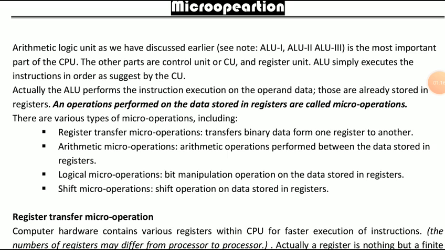What is the function of the control unit? The control unit is a unit which can control all the peripherals of the computer and itself also. That means the control unit can control the input device, the output device, the arithmetic logical operations, and control the memory operations also.